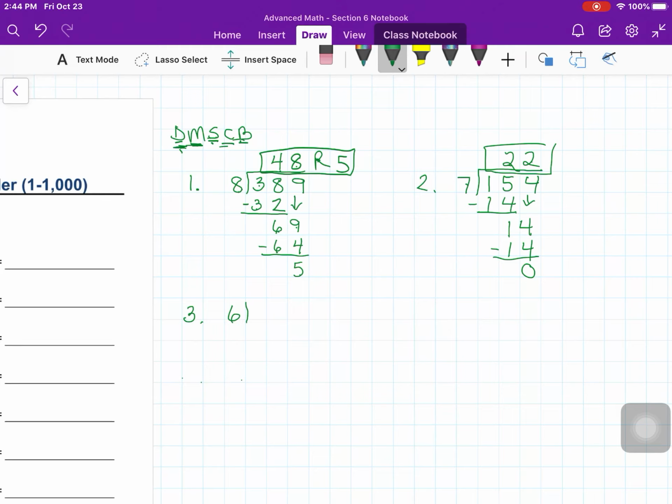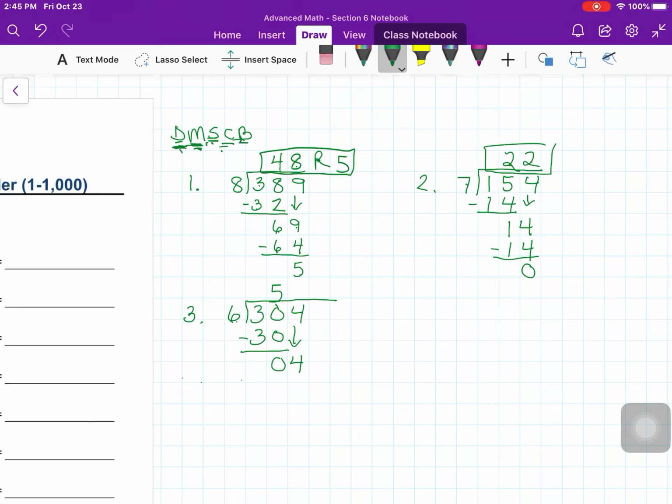6 is my divisor on the outside. 304 is on the inside. That's the dividend. I start with my divide, and I decide that 6 goes into 30 5 times, and then I multiply 5 times 6, and I get 30. And then I subtract. 30 minus 30 is 0. I check to make sure 0 is smaller than 6. It is. I bring down my 4, and then I repeat the process.